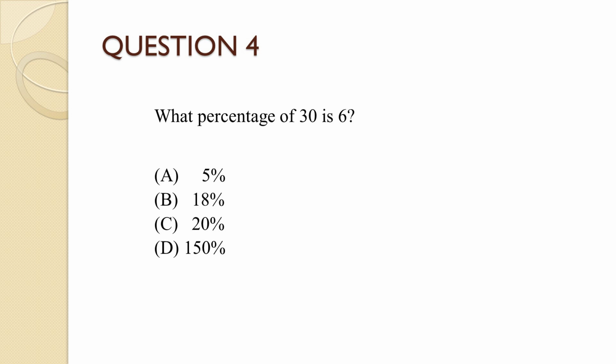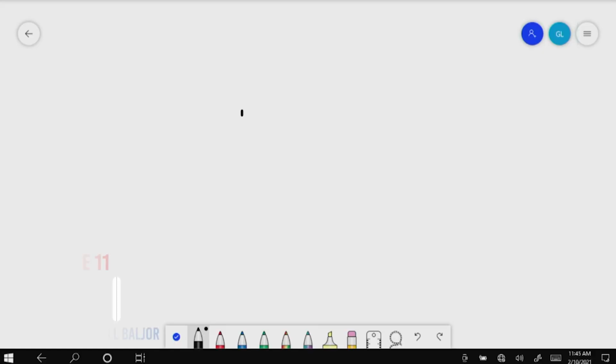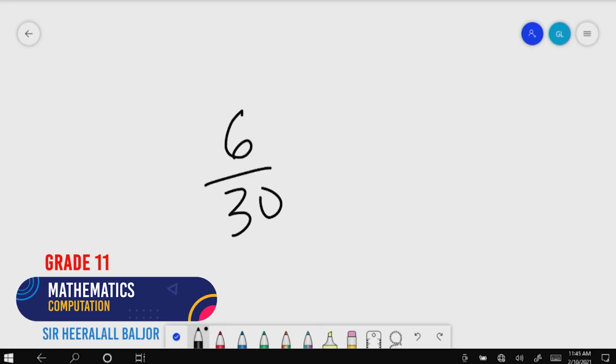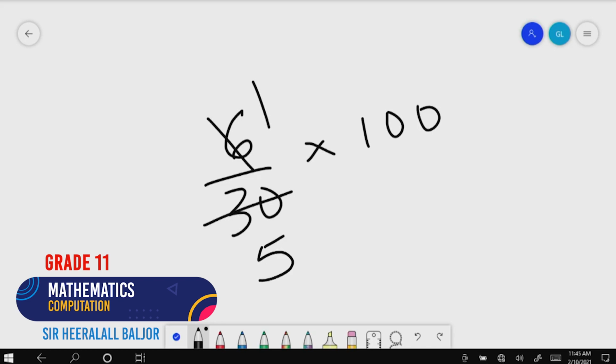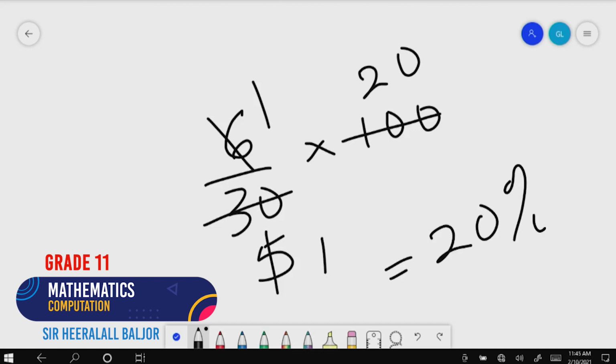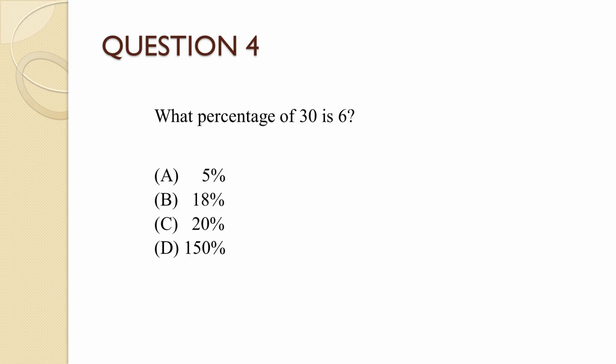What percent of 30 is 6? Now, this question is asking us, out of 30, what percent is 6? In representing 6 out of 30 as a percentage, it would be 6 upon 30 times 100. And when we compute this, 6 1s are 6, 5 1s are 5, which gives 20. So 6 represents 20 percent of 30, which is C.